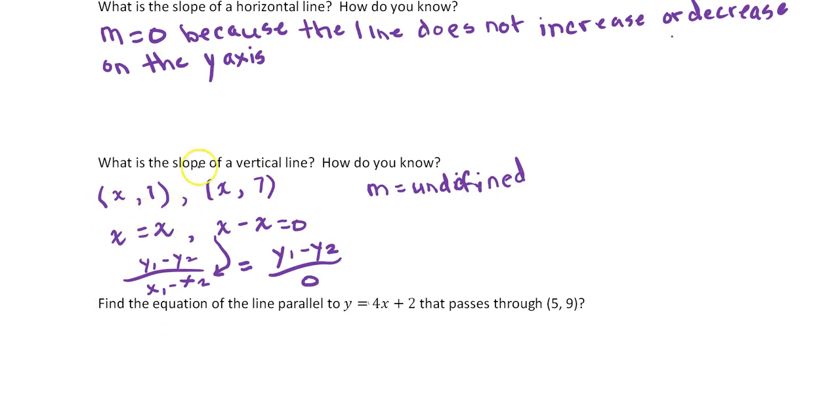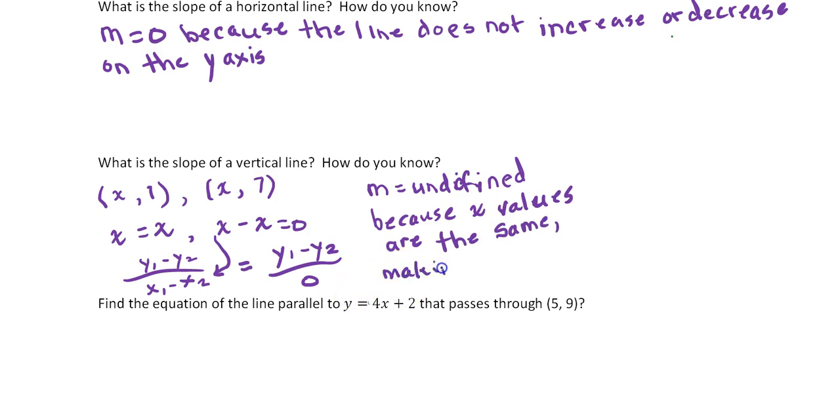Okay, so what is the slope of the vertical line? Well, it's undefined. And how do we know? Because the x values are the same, making us try to divide by 0. And that's when we say, oh, no, we can't do that. Alrighty.